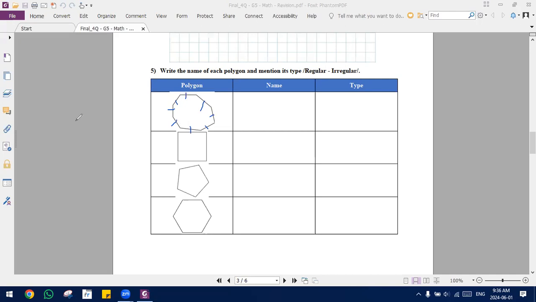So what do we call a shape that has 8 sides? Remember, we said we should memorize the 6, 7, and 8. So 6 sides, hexagon, 7, heptagon. This is octagon. So right here, octagon. Now, what's the type of it? Let's check the sides. Are they all equal? As we can see, no, they are not equal. So we say this is irregular.